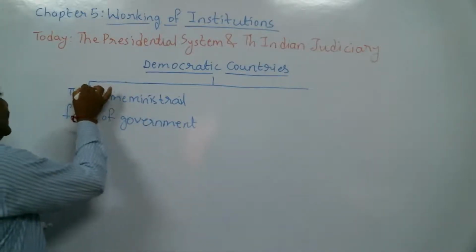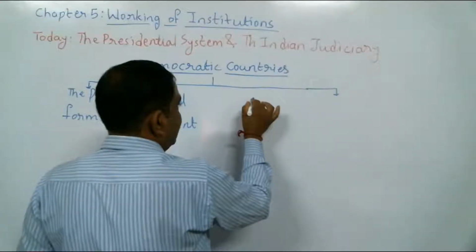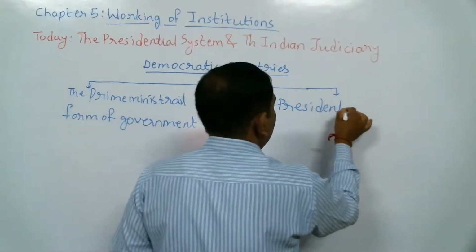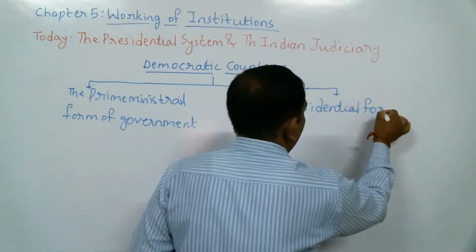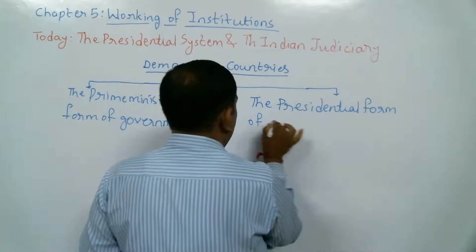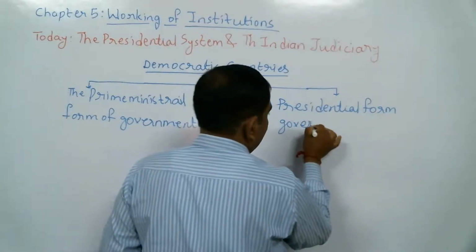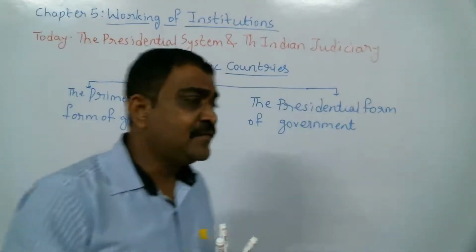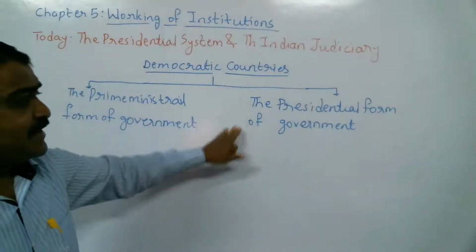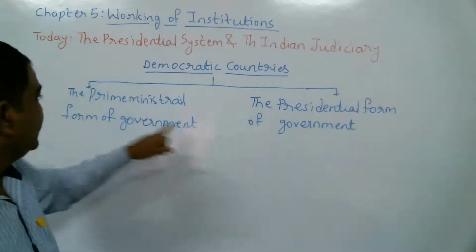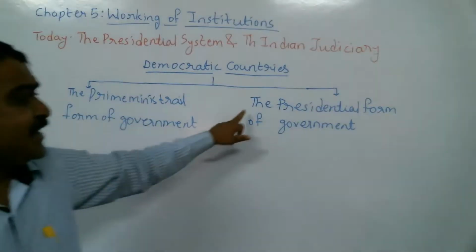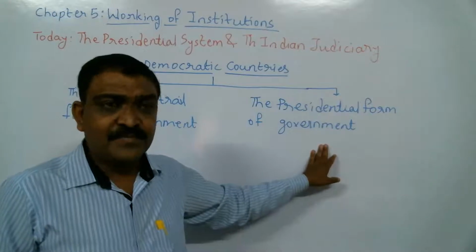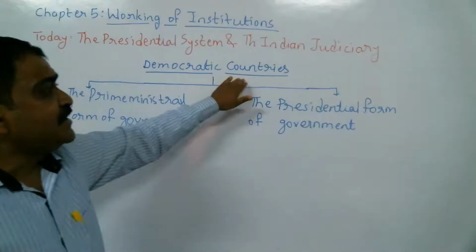And the second system in a democratic country is the presidential form of government. Is the board visible, students? Is the board visible, beta? The prime ministerial form of government and the presidential form of government. Is the board visible? Good. Okay.